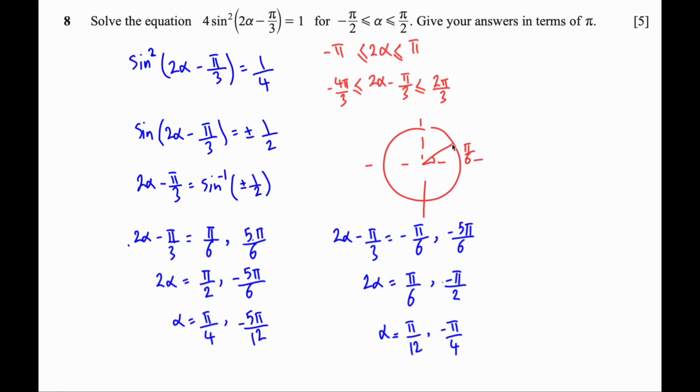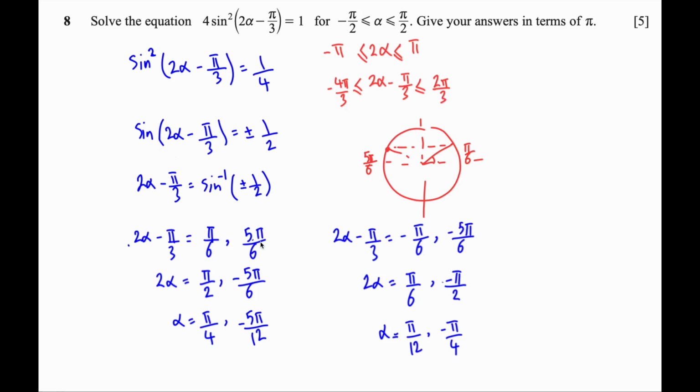That's for positive half. Also, we have 5 pi over 6 because it has the same height, but it's located in quadrant 2. Therefore, the answer would be these two. However, since the domain here, 2 alpha minus pi over 3, should be between negative 4 pi over 3 and 2 pi over 3.